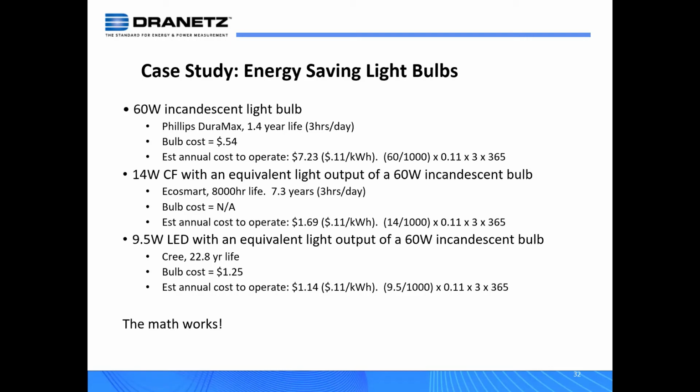But also, more importantly, as time goes on, does that continue to stay there? Do I have that continual cost savings? That's important to know as well, and to continually monitor your energy consumption, both on individual loads, your facility, and different parts of your facility. So again, the bottom line here: the math worked on these bulbs.